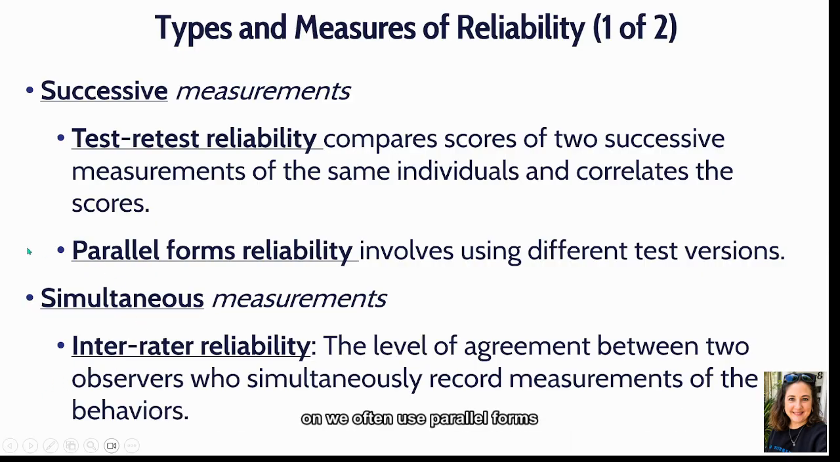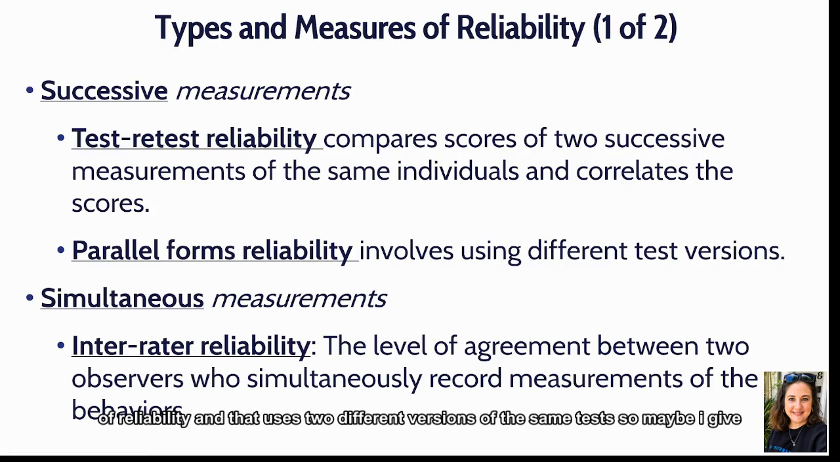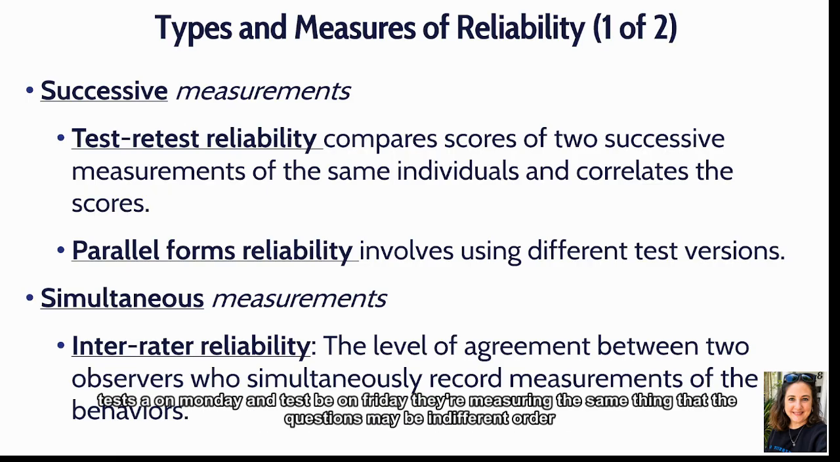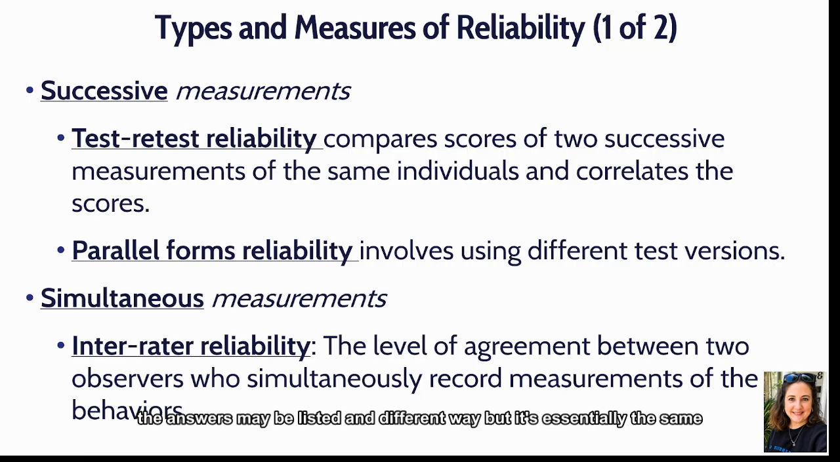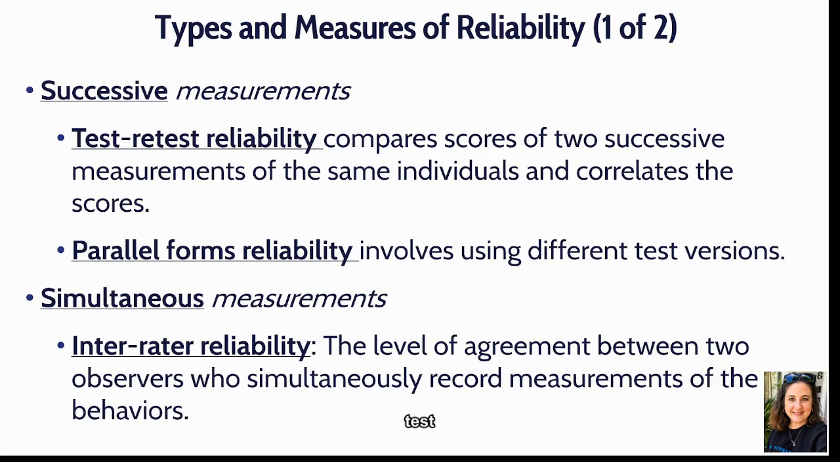We often use parallel forms of reliability, and that uses 2 different versions of the same test. So maybe I give test A on Monday and test B on Friday. They're measuring the same thing, but the questions may be in different order. The answers may be listed in a different way, but it's essentially the same test.